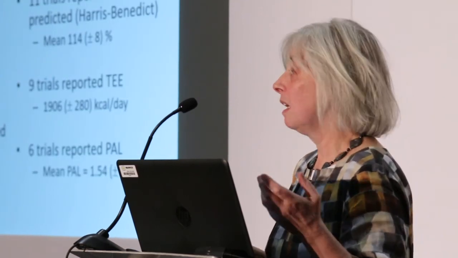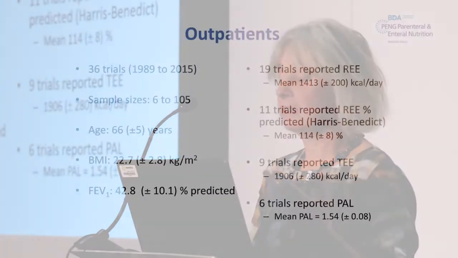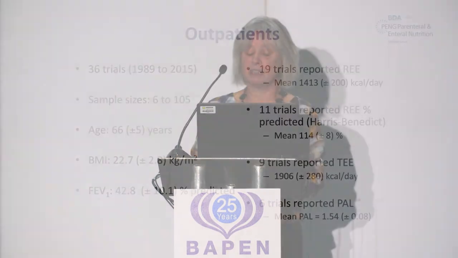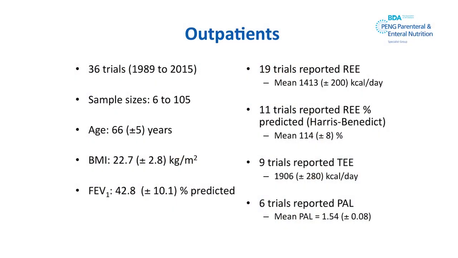So in COPD, we have 36 trials at the moment, and they took place between 1989 and 2015. And the sample sizes are very, very variable, from as little as 6, how representative is that, to about 100. Across all these trials, because it's a COPD group, they all tend to be fairly consistent in terms of age, body mass index, and FEV1, which is a measure of severity of illness. And that FEV1 represents severe to moderately severe disease. And in this particular group of trials, we had 19 that reported resting energy expenditure in cals per day. And roughly, it came out at about 1,400 calories a day.